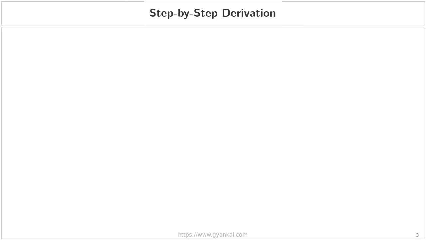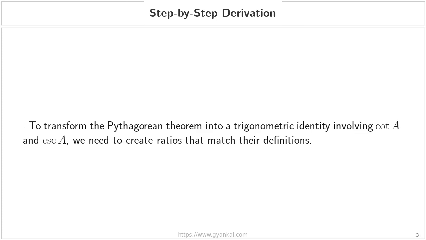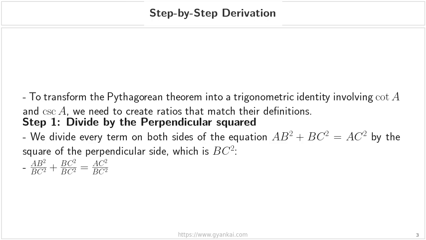Step-by-step derivation. Our goal here is to transform that standard Pythagorean theorem into a trigonometric identity that specifically involves cotangent and cosecant. To do this, we need to manipulate our equation so that we create ratios that match the definitions of cotangent and cosecant, which we will see in the next slide. Let's look at step 1. We start with our Pythagorean equation, where AB squared plus BC squared equals AC squared.